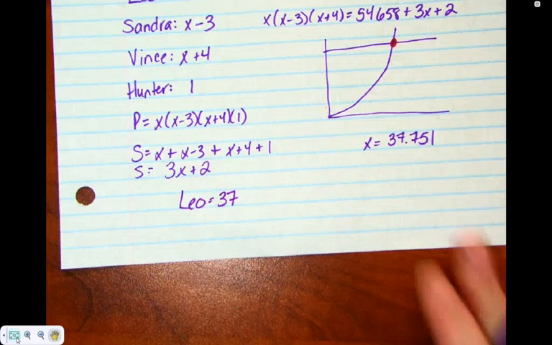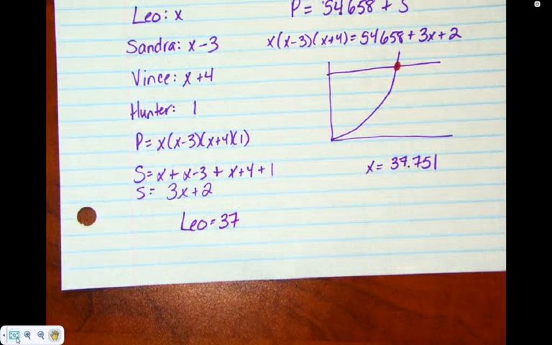7-year-old hanging out with a 1-year-old. Maybe that's his son. Well, it doesn't specify he's his son. Hunter's just some random kid. 37-year-old. Are we done?